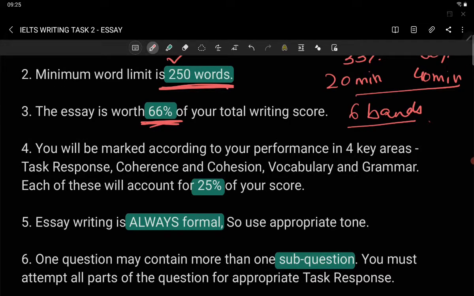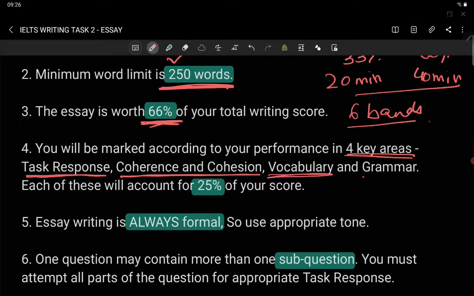You will be marked according to your performance in 4 key areas. Just like the letter, these key areas are task response, which means like task achievement. Have you achieved every bit that was asked of you? There are many questions within one question. Have you written everything that was required of you? The next is coherence and cohesion. Does your essay have a central idea? Does it have a central theme? Are you able to explain things logically? That is coherence and cohesion.